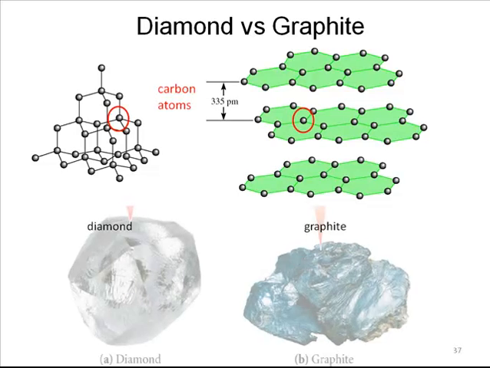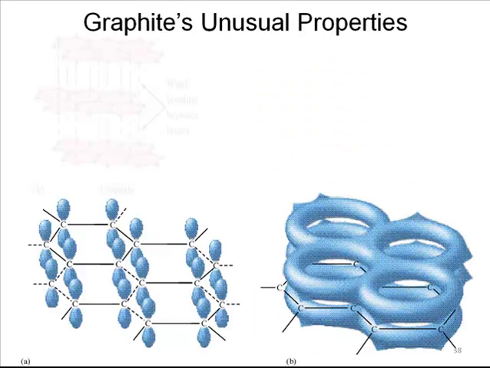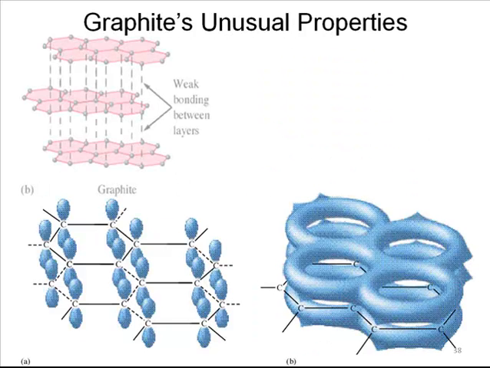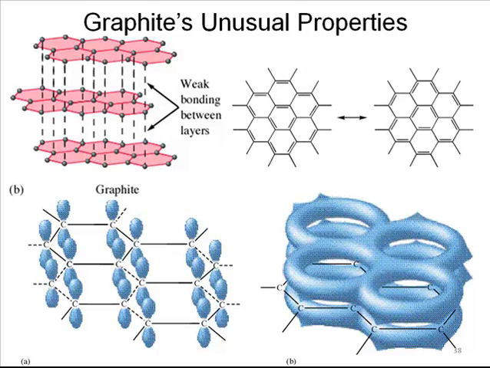The carbon atoms here: diamond's properties are much different than graphite's properties, and can be much different in terms of the arrangement of the atoms. Some of the universal properties of graphite is there's weak bonding between the layers, and so the layers can slide within and next to each other. They form these rings here.